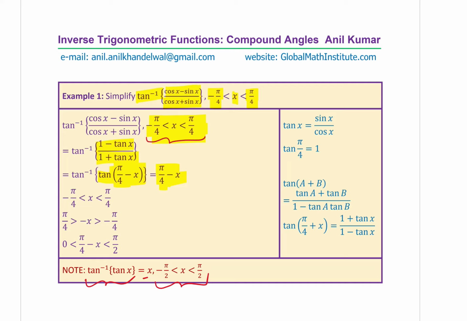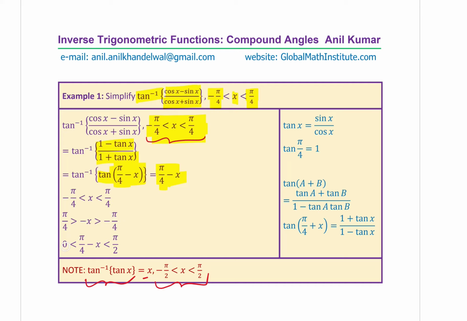In this domain, where x is greater than minus pi by 4 and less than pi by 4, what we can do is multiply by minus. When you multiply by minus, all the signs reverse. So we get pi by 4 is greater than minus x, which is greater than minus pi by 4. Now we are interested in understanding the domain for pi by 4 minus x, so add pi by 4. When you add pi by 4, this term becomes 0.